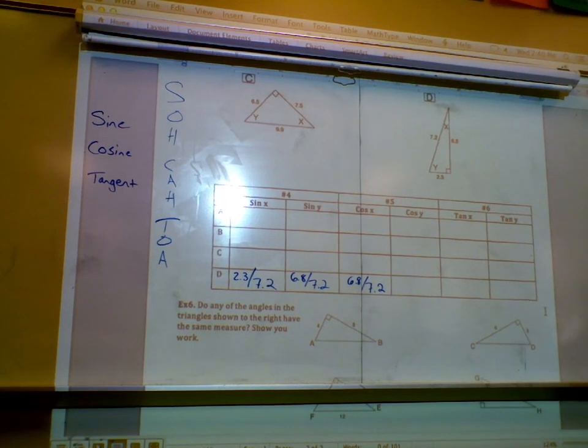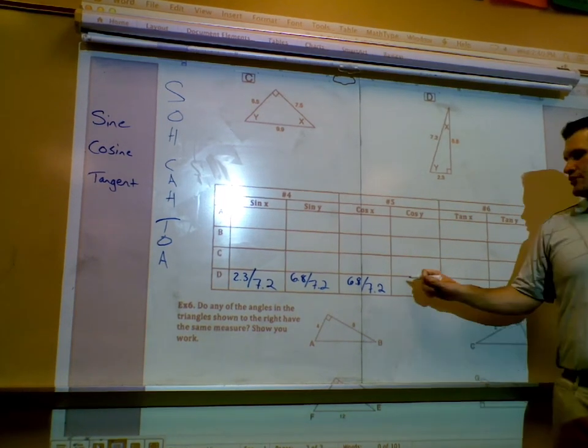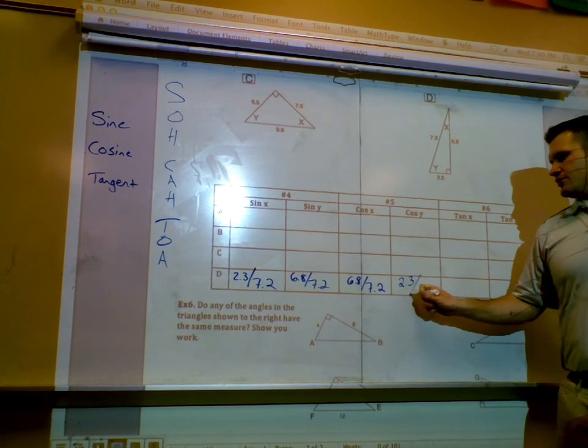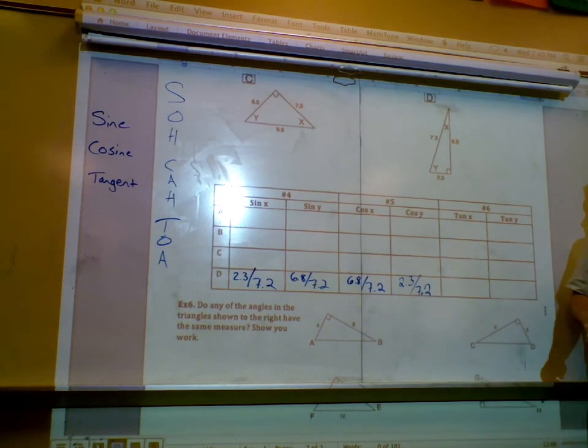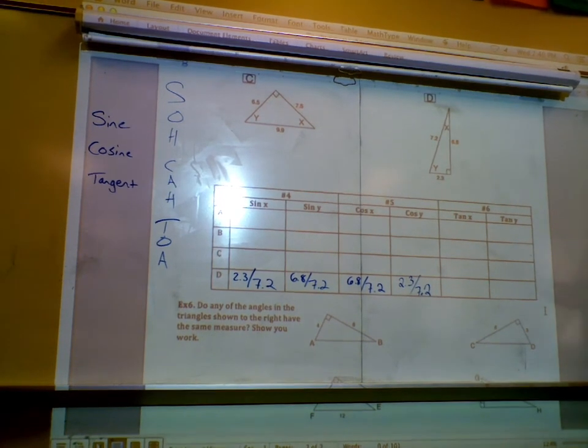All right, so it's cosine Y. 2.3 over something. Good. 2.3 divided by 7.2. We just did that one too. Oh my gosh, so we did. Because sine and cosine for complementary angles are equal.